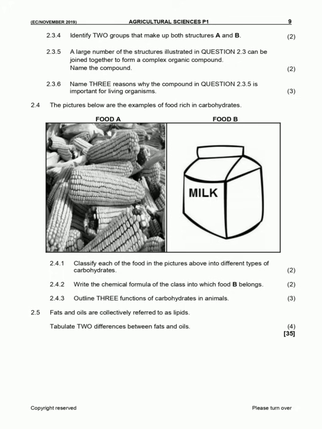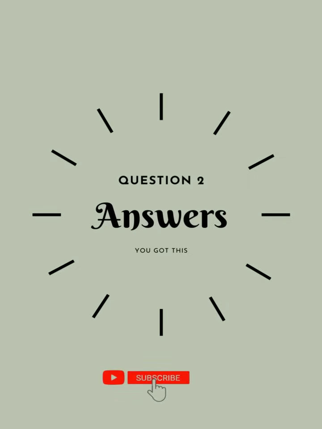1 mark each. So you're going to write 4 points there, right? 2 points each. So 2 points for fats, 2 points for oils. Differences, guys, not similarities, differences. Then you get your 4 marks. So it's 2 points by 2.